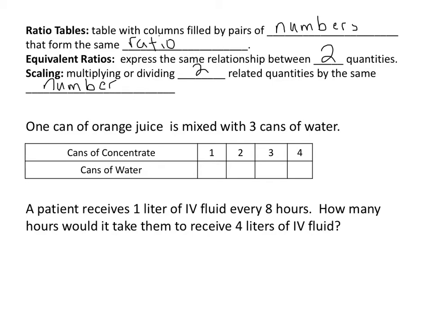So for example, 1 can of orange juice is mixed with 3 cans of water. So if I have 1 can of orange juice concentrate, I would have 3 cans of water. If I had 2 cans of concentrate, it would make 6 cans of water I would need. 3 would make 9, and 4 would make 12. This is an example of a ratio table. When I was moving up, that was the same thing as scaling. I was scaling up, or if I was moving backwards, that would be scaling down.